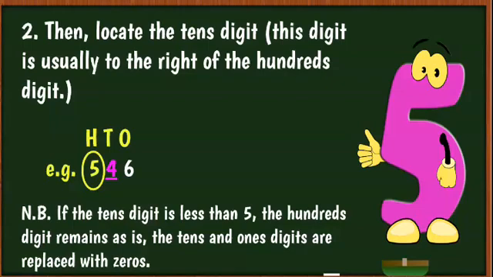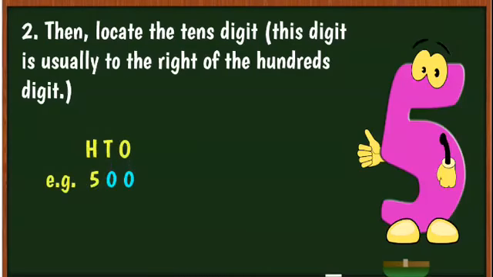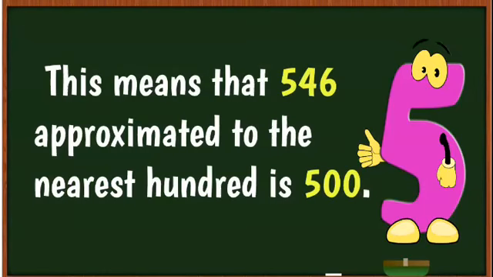Now if the tens digit is less than 5, the hundreds digit remains as is, and the tens and ones digits are replaced with zeros. So we saw 4, and 4 is less than 5, so the 5 in the hundreds place remains as 5, and the tens and ones digits are replaced with zeros. So this means that 546 approximated to the nearest hundred is 500.